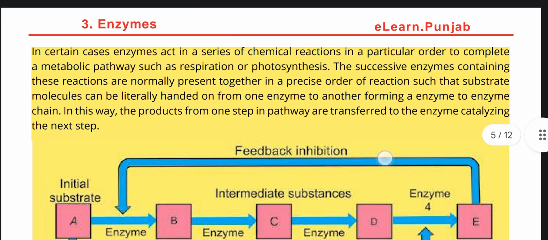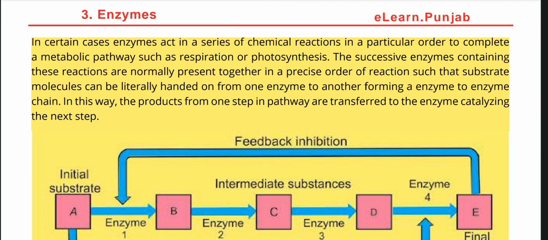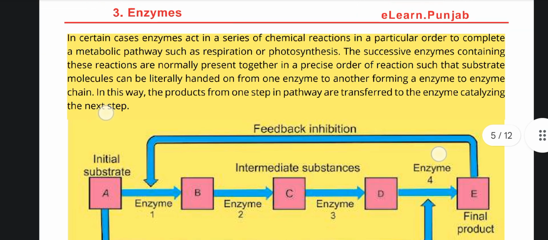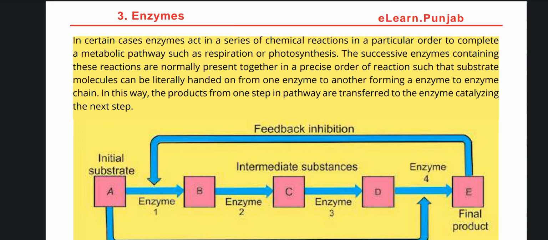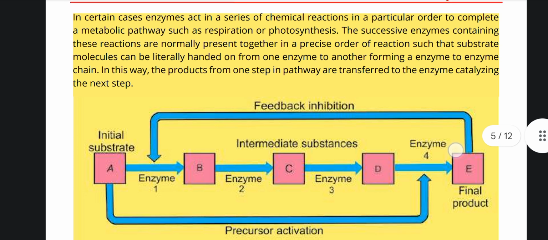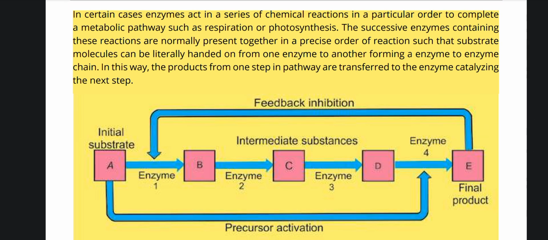In certain cases, enzymes act in a series of chemical reactions in a particular order to complete a metabolic pathway, such as respiration or photosynthesis. The successive enzymes containing these reactions are normally present together in a precise order of reaction, such that substrate molecules can be literally handed on from one enzyme to another, forming an enzyme to enzyme chain. In this way, the products from one step in the pathway are transferred to the enzyme catalyzing the next step.